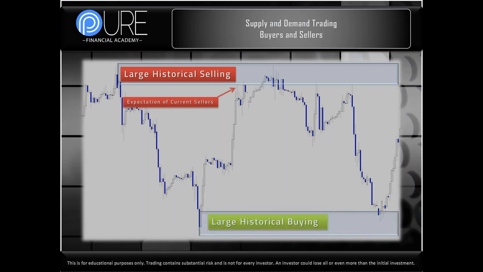So here's that same area of demand, right? Large historical buying. And so our expectation now is that, well, historically, if we rallied away from there strongly, then why would we not do it again?